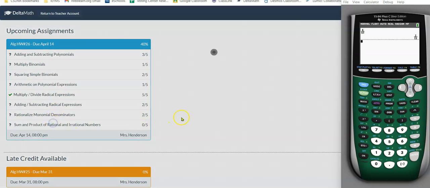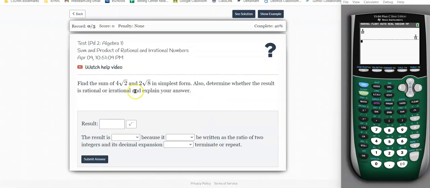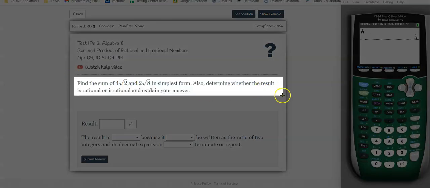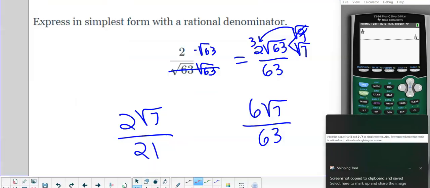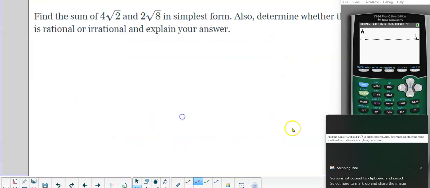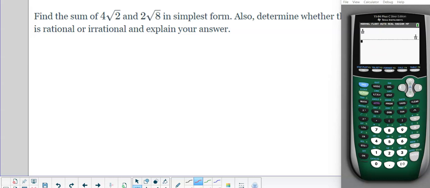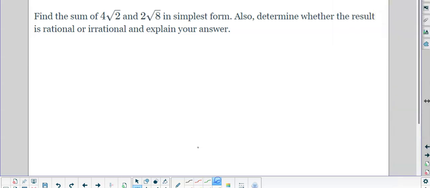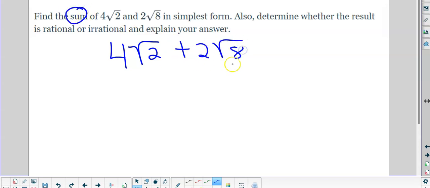Let's try the sum or product. Find the sum of 4 square roots of 2 and 2 square roots of 8. Also determine if the answer is rational or irrational. So let's see. We've got 4 square roots of 2, and we want to find the sum. And these cannot be combined because they don't have matching radicands.